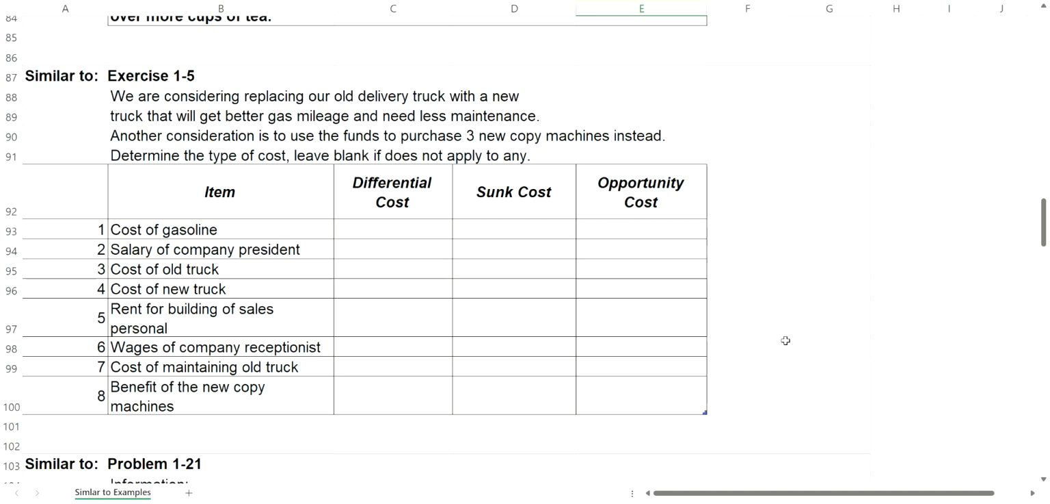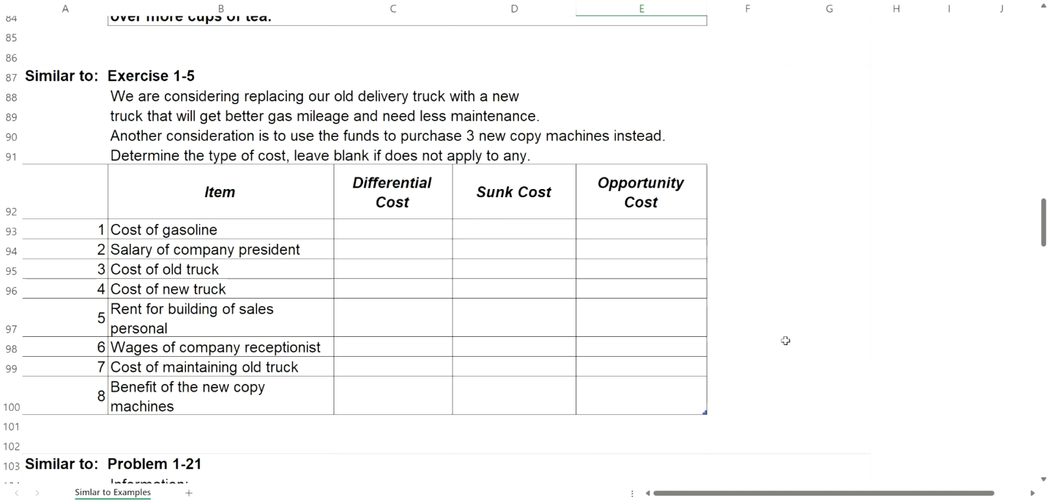We are considering replacing an old delivery truck with a new truck that will get better gas mileage and need less maintenance. Another consideration is to use those funds to purchase 3 new copy machines instead of buying a new truck, and therefore we would keep the old truck. Determine the type of cost. Leave a blank if it doesn't apply.